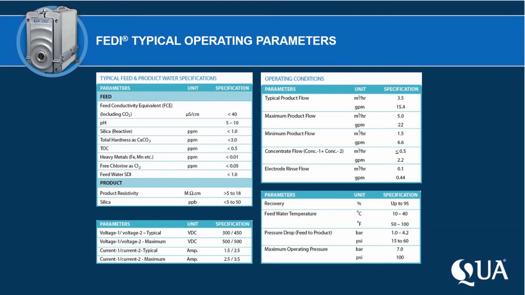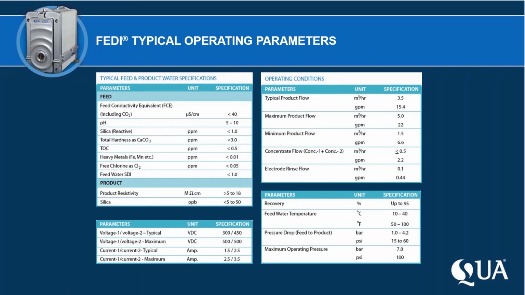So some of the typical operating parameters that we look at, everyone looks at feed conductivity equivalents these days, to include CO2. CO2 is one of those constituents in water that you certainly need to do a grab sample and measure. It depends upon alkalinity and pH of your system. We take up to 1 ppm silica, total hardness as calcium carbonate, take up to 3 ppm. Organics, 500 ppb. No one likes to see really any heavy metals in their system, so we keep that number very low. And then chlorine.